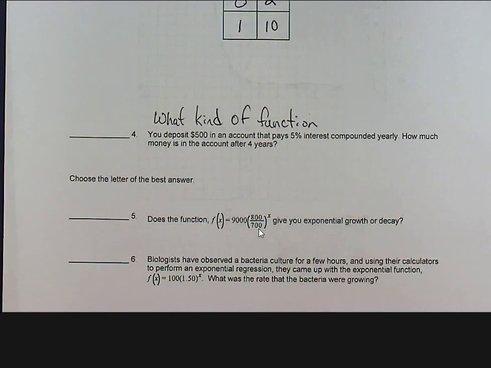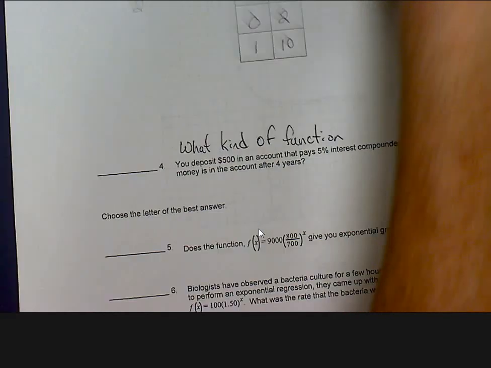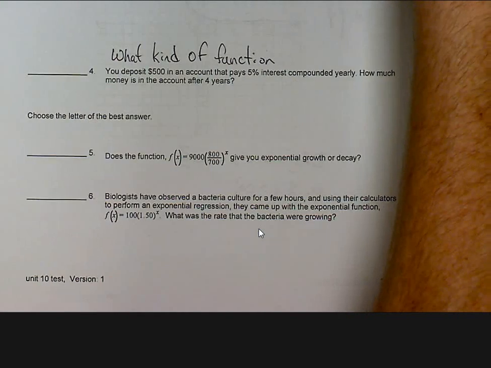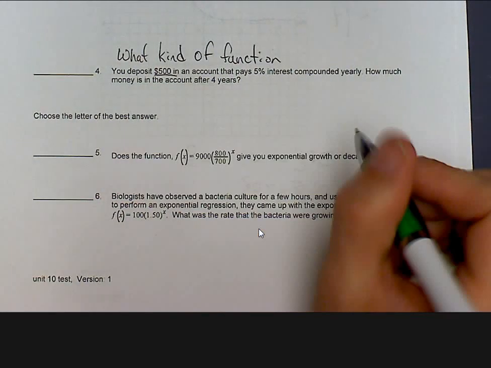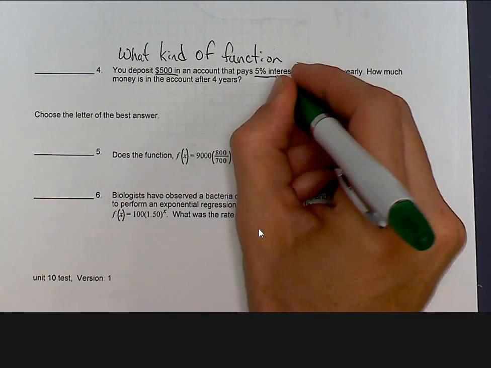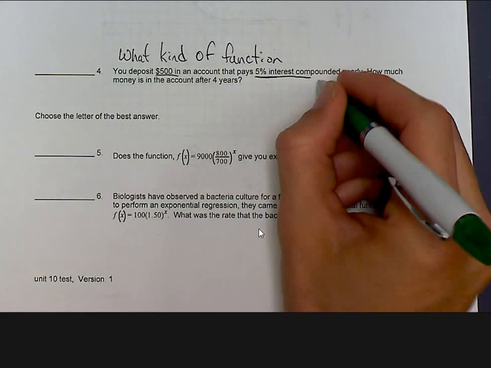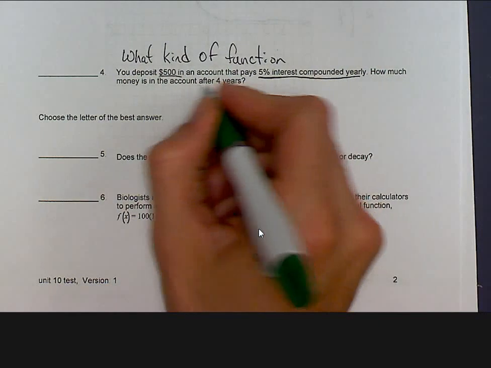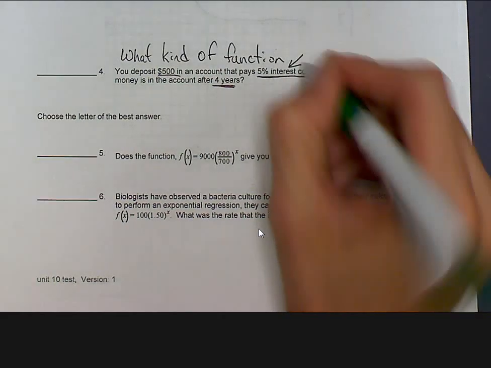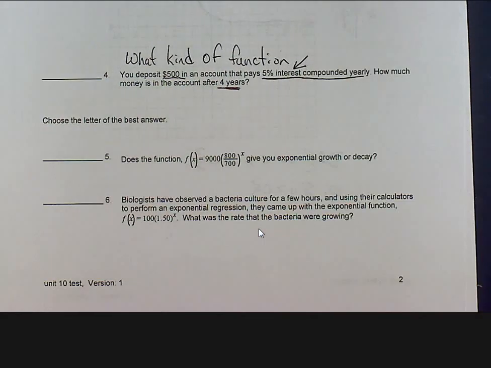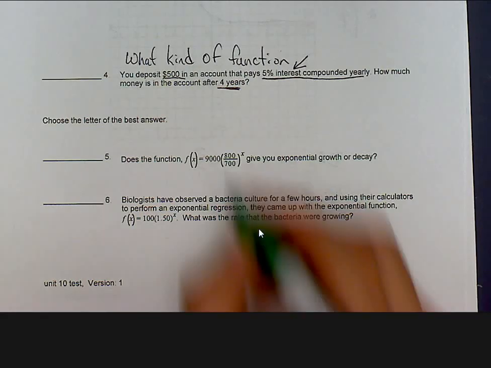Number 4, it's another one of those what kind of functions. It says you deposit $500 in an account that pays 5% interest yearly. How much money is in the account after 4 years? So if it's getting interest, are you gaining or losing? You're gaining.